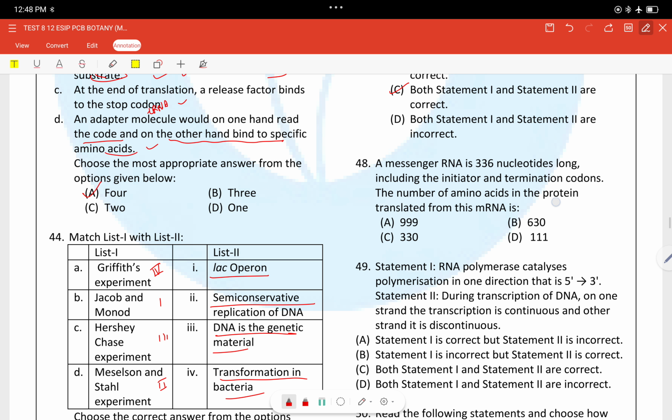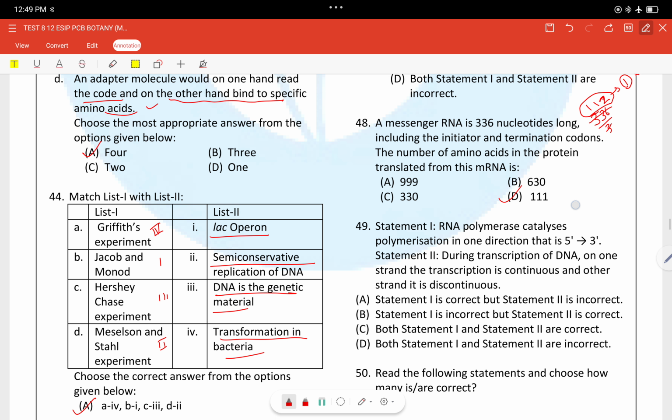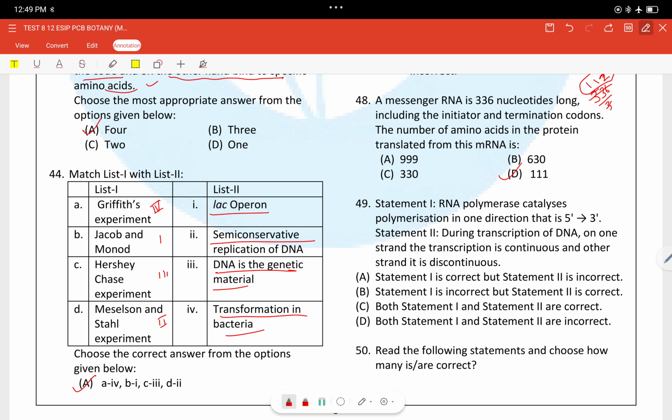A messenger RNA is 336 nucleotides long, including the initiator and terminator codon. What is the number of amino acids in the protein translated from this mRNA? If we consider there are 336 nucleotides, then divided by 3, there are 112 codons, out of which one is a stop codon, which does not code for any amino acid. So how many amino acids are there in the protein chain? 111, including the start codon, but the stop codon does not code for any amino acid, so the answer is 111.